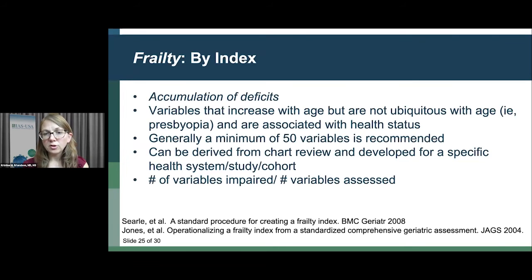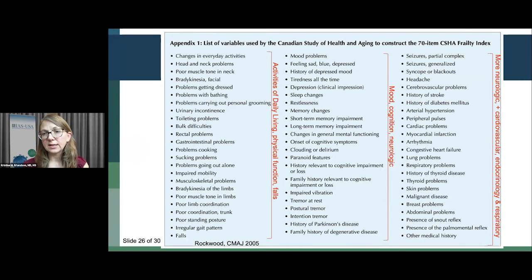The original Rockwood Frailty Index included this extensive list of different variables, and you can see there's a lot of overlap and a lot of neurologic and cognition variables that went into this initial scale. So things like seizures, depending on where the seizures are, lots of memory impairments and cognitive symptoms. This has been changed over the years. This one's primarily based on symptoms and diagnoses.